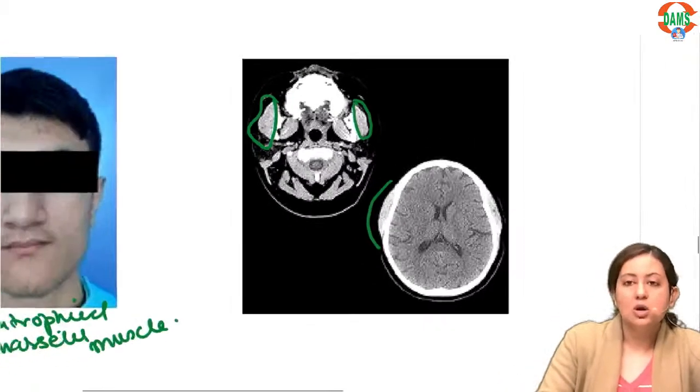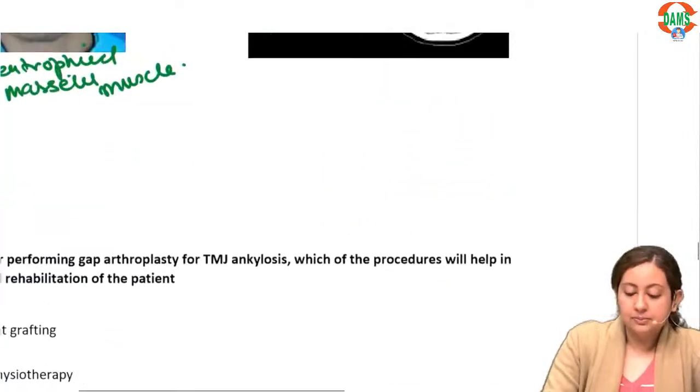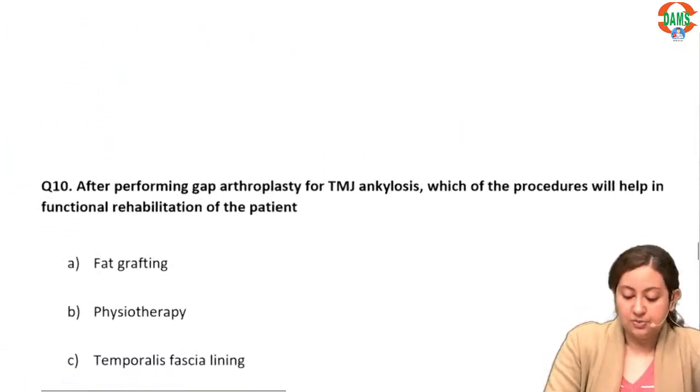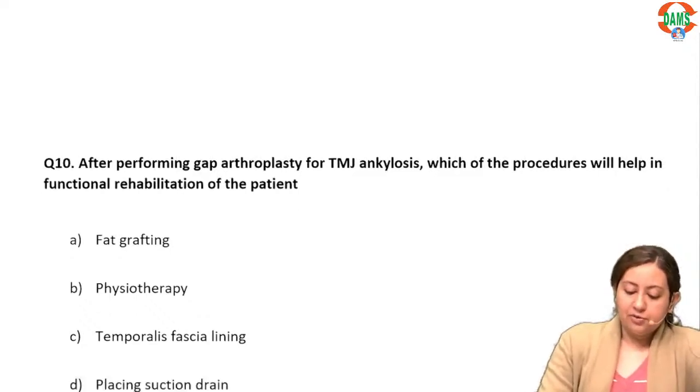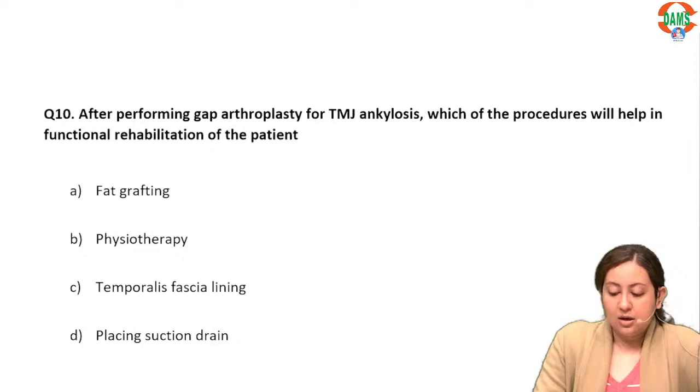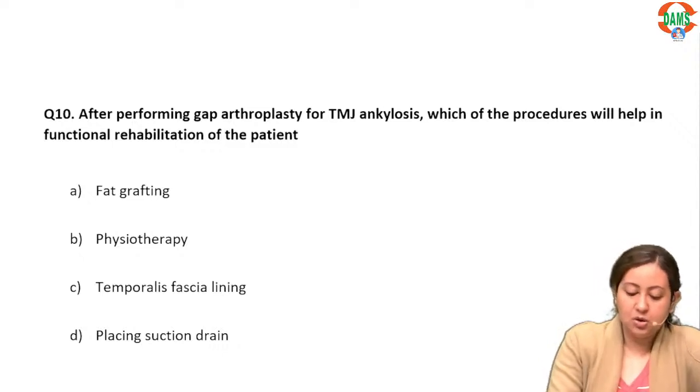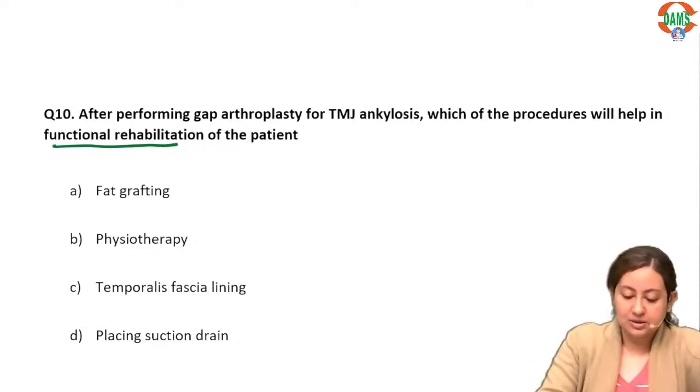All right, this is the concept behind this condition. Now we move on to the next question. After performing gap arthroplasty for TMJ ankylosis, which of the procedures will help in functional rehabilitation of the patient? Now you have to restore the function of the patient after gap arthroplasty.